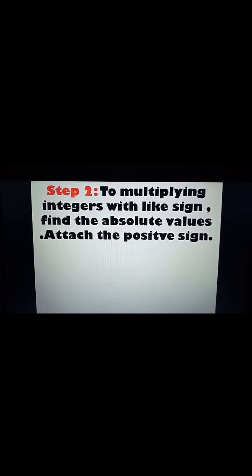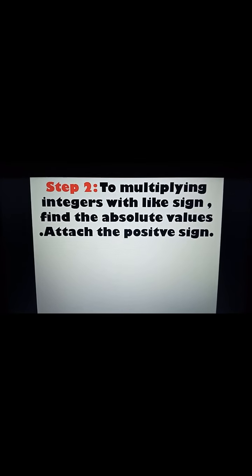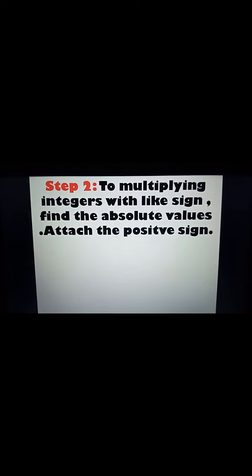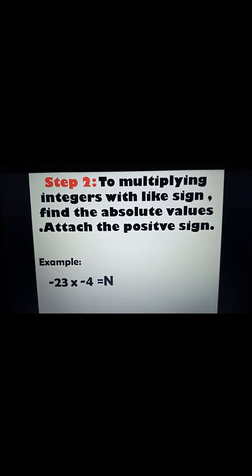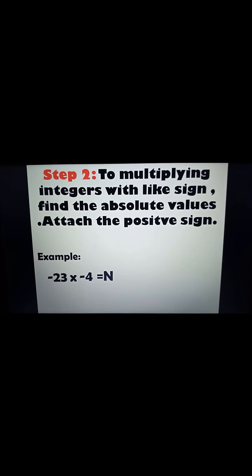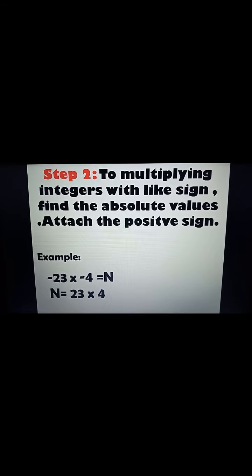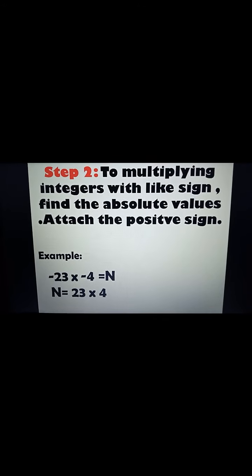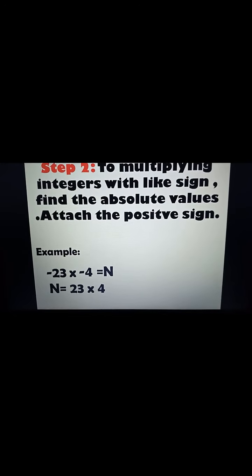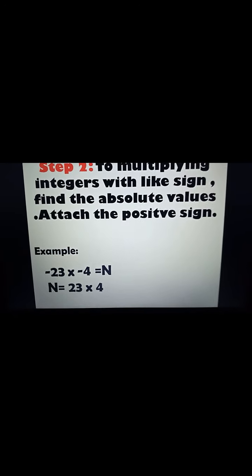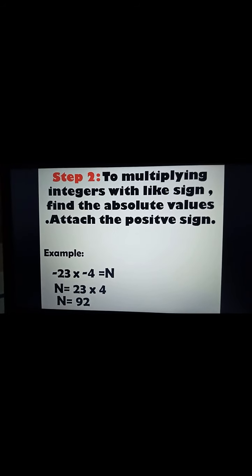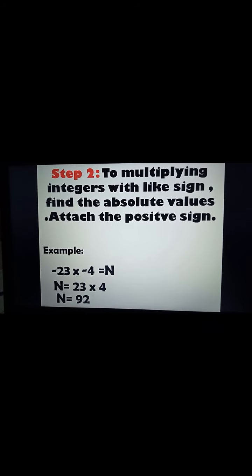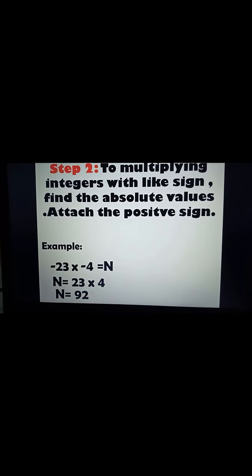Let us proceed to the next rule. To multiply integers with like signs, find the absolute values, then attach the positive sign. Example, negative 23 times negative 4 is equal to n. The absolute values of negative 23 and negative 4 are 23 and 4. Copy the multiplication sign. To find the product, just multiply the two numbers. 23 times 4 is equal to 92. As we can see, they have the same sign. So, the final answer is positive 92.